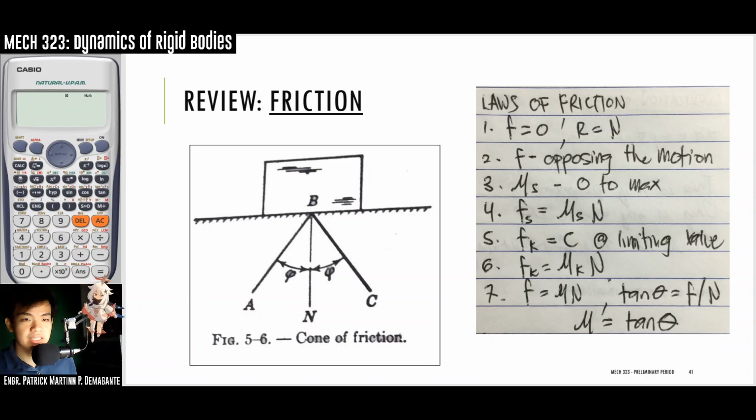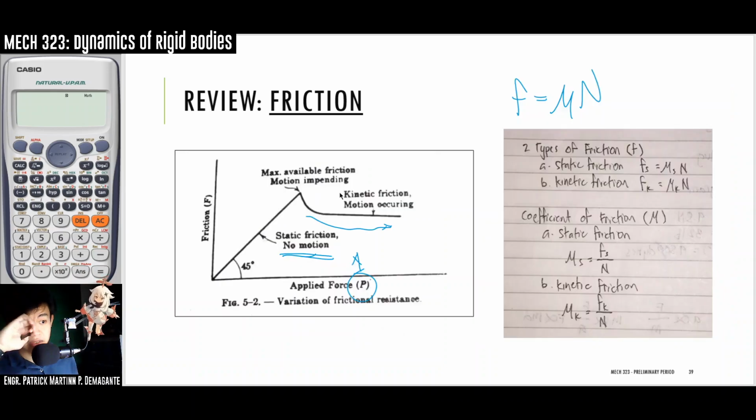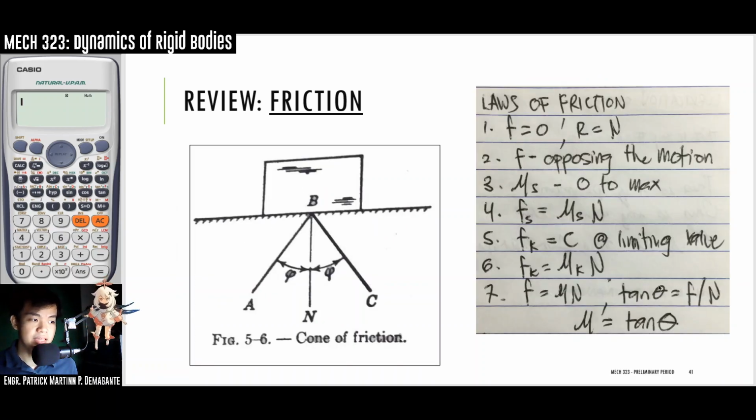Ano yung constant at limiting value? Ito na, pag may certain friction ka na may experience na constant, meaning kahit sobrang bilis na siya, sobrang taas na ng force applied mo, hindi na bababa yung value ng ating friction. So, yun na yung at limiting value natin. Then, Fk is equal to mu k n.